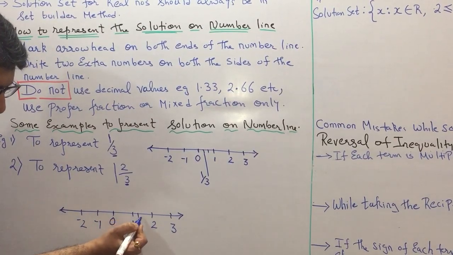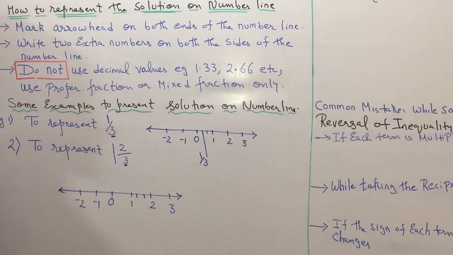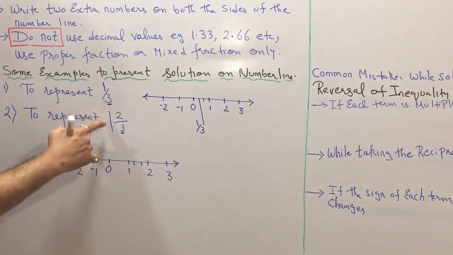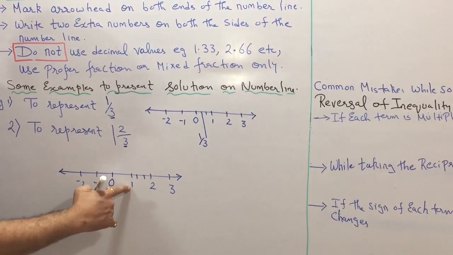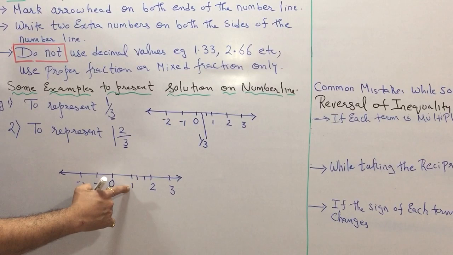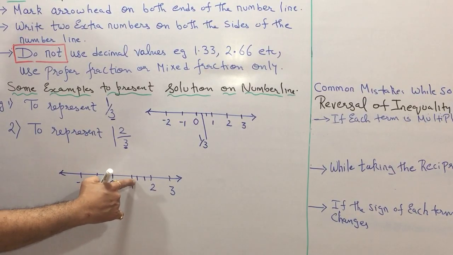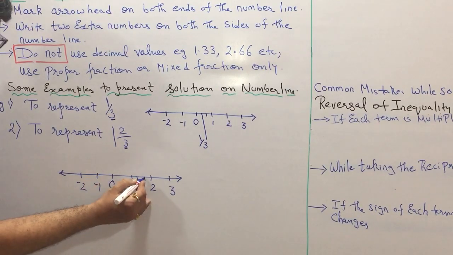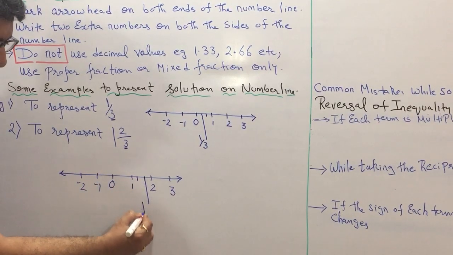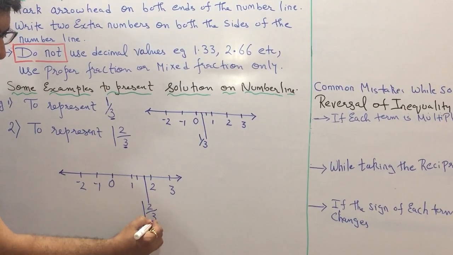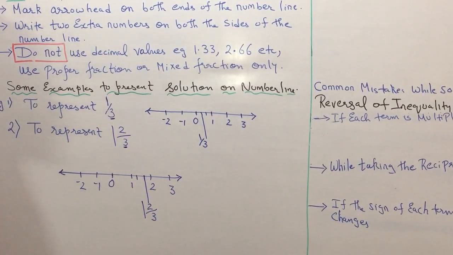So, I'll take 1, I'll take 2. Now, 1 2/3 will be presented as follows. This is 1. The next division will be 1 1/3. Followed by that we are going to have 1 2/3.